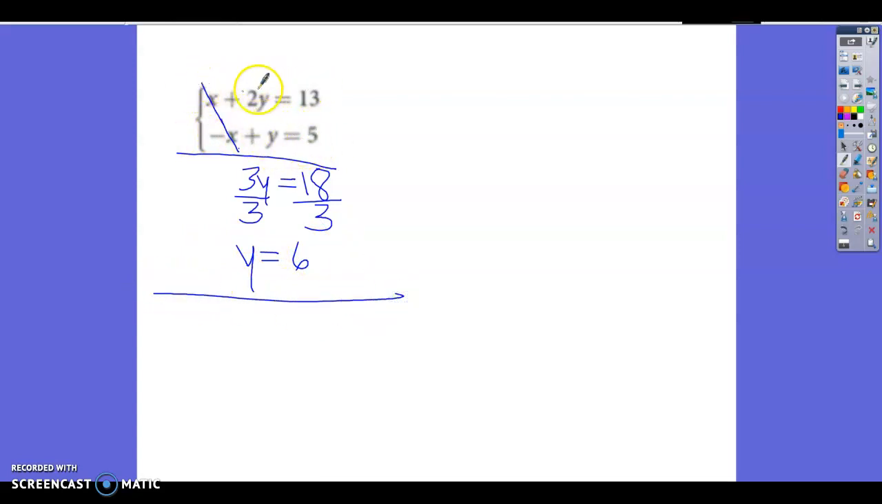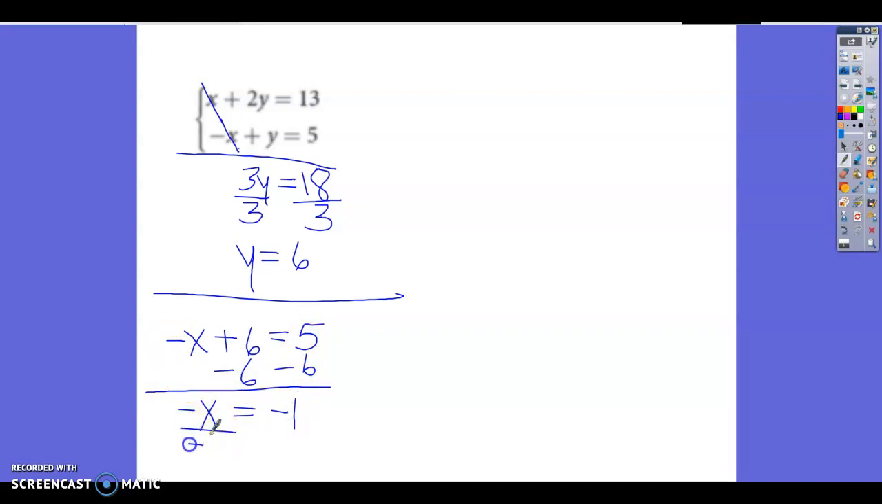Again, either equation, it does not matter which equation you use. I'm going to use the second one just because it has smaller numbers. So negative x plus y, in this case y is 6, equals 5. If I subtract 6 from both sides, I've got negative x equals negative 1, divided by negative 1, x equals 1. So again, my ordered pair is always x first, then y. It doesn't matter which variable you solve for first, it's always x, then y. All right, then I want to plug it in and check it.